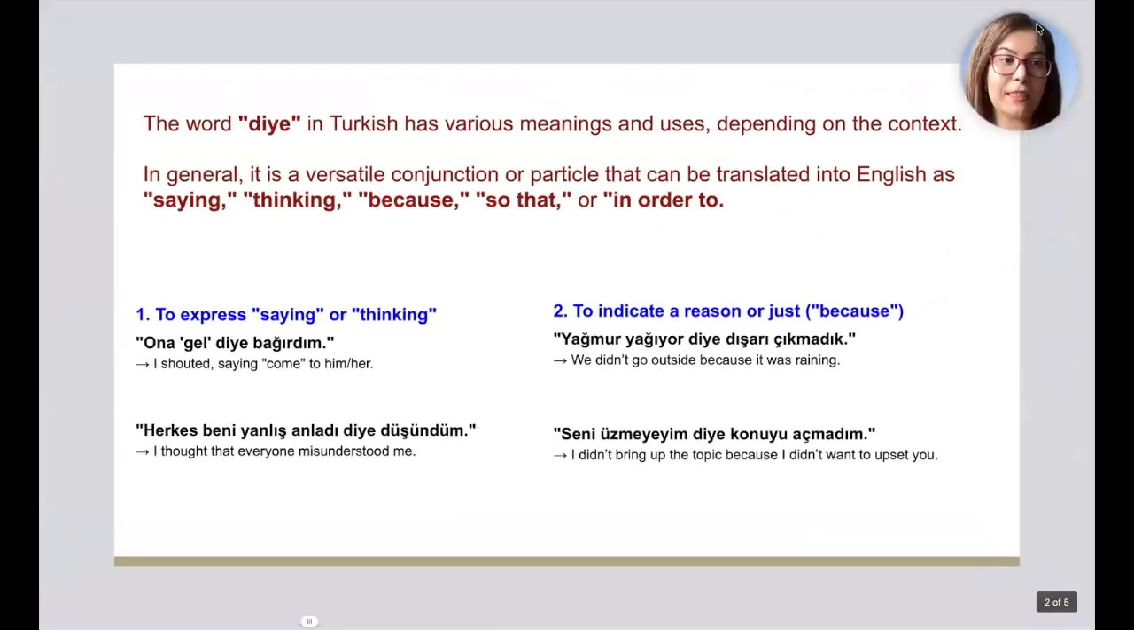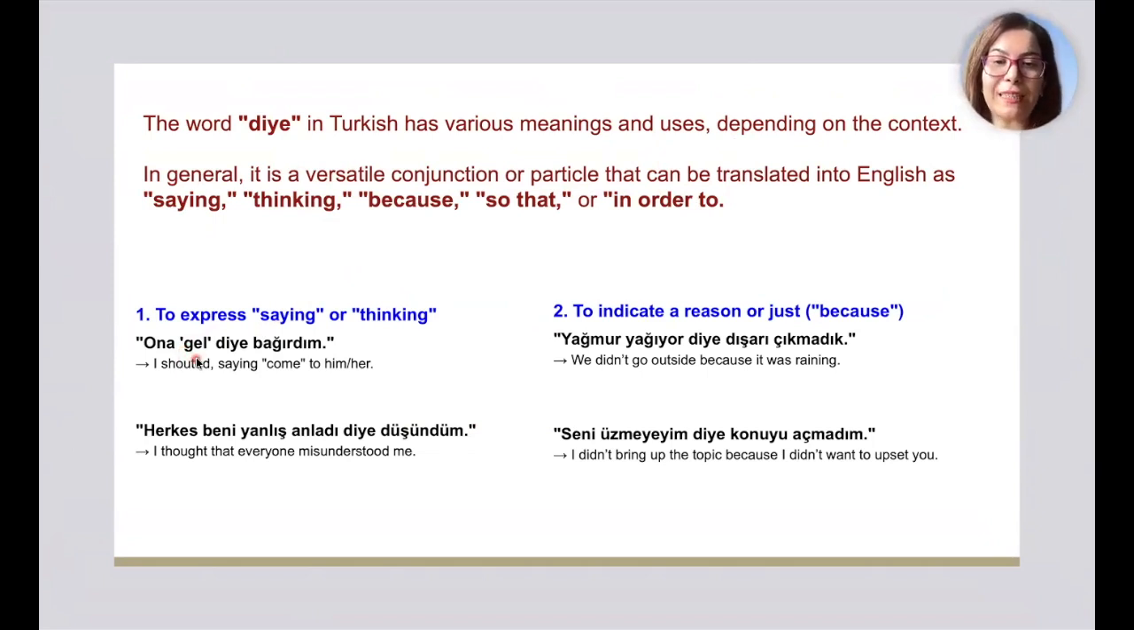The word diye in Turkish has various meanings and uses depending on the context. In general, it is a versatile conjunction or particle that can be translated into English as saying, thinking, because, so that, or in order to. The first usage: we use this to express saying or thinking.